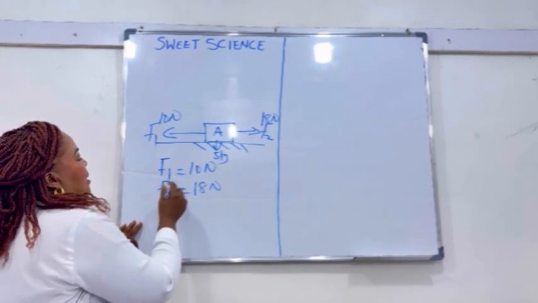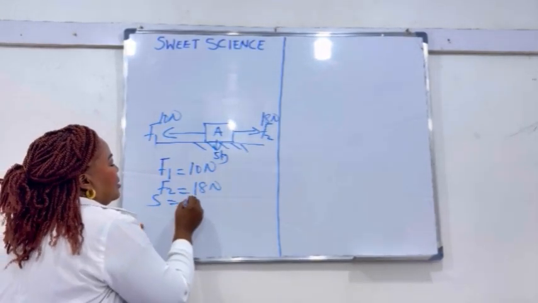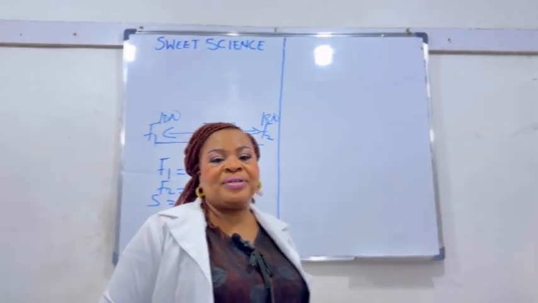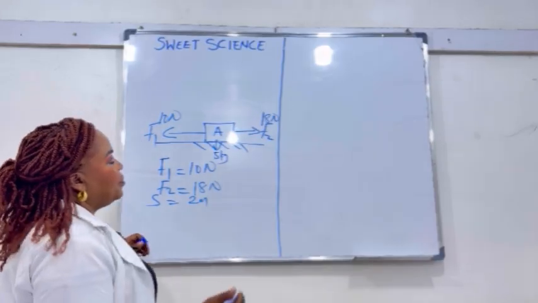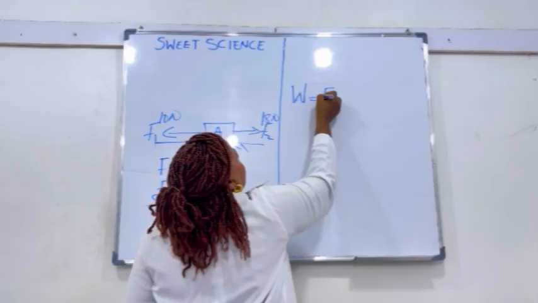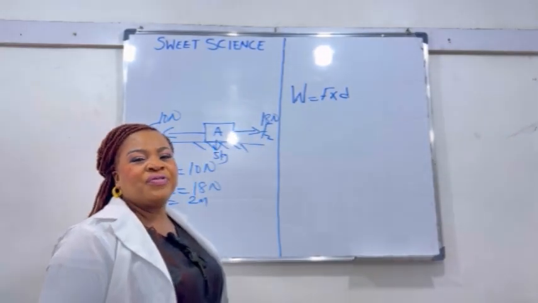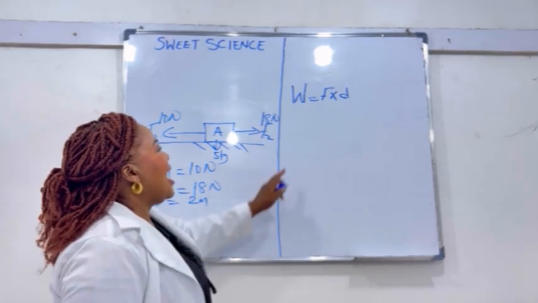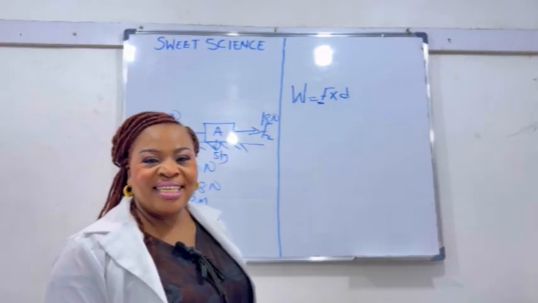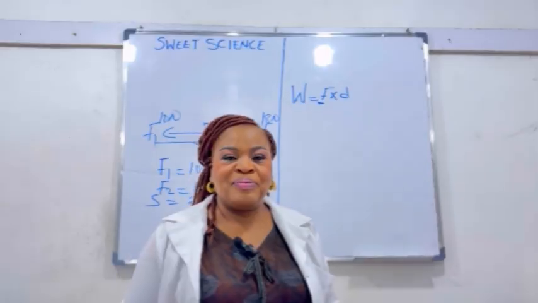Now we have our forces F1, F2, and then the distance is 2 meters. And then we are asked to calculate the work done. Remember, we go back. What is work done? Let's start here. Work done is equal to force times distance. And then we are given force. There's something happening here. We have two forces. So what do we do?